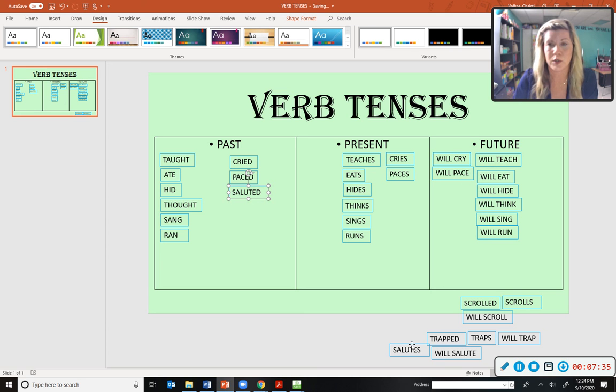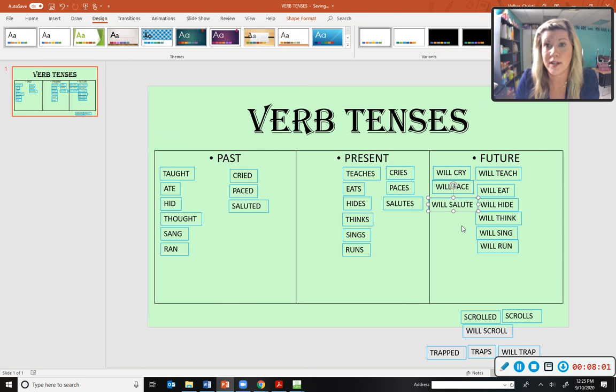Okay, salutes. Salutes would be present tense. She salutes the officers walking in the parade. So see the difference? It's happening right now. So she salutes the officers walking in the parade. Okay? And future tense, same pattern, we put will salute. She will salute the officers marching in the parade tomorrow night.